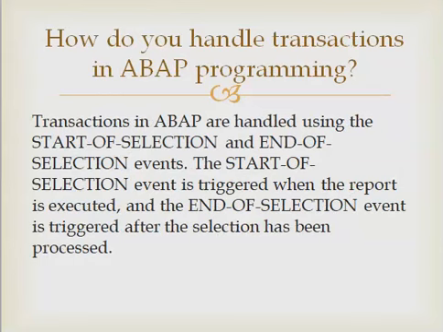How do you handle transactions in ABAP programming? Answer. Transactions in ABAP are handled using the start of selection and end of selection events. The start of selection event is triggered when the report is executed, and the end of selection event is triggered after the selection has been processed.